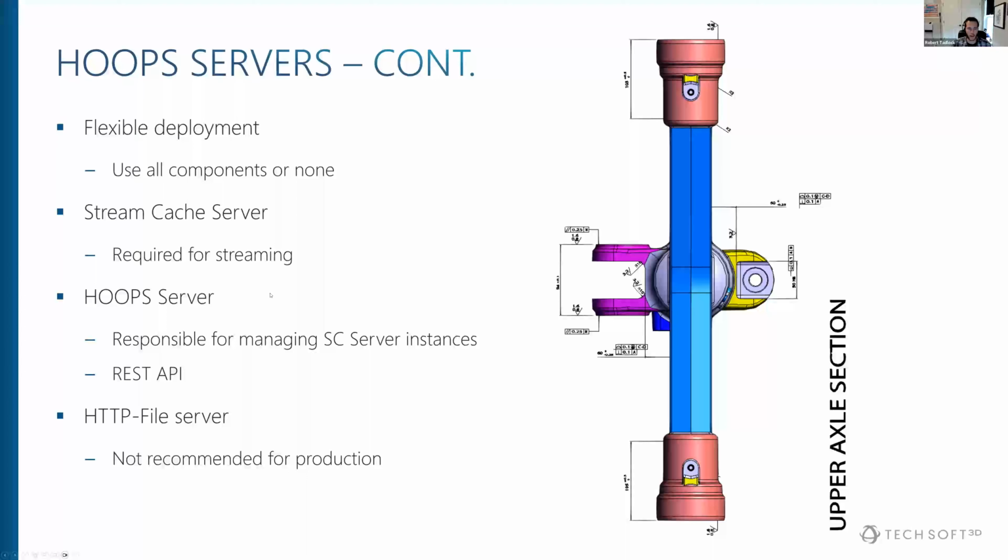But we also found that a lot of partners and users don't want to manage the life cycle of those stream cache servers. So we developed the HOOPS server and we deliver that. You're going to see in my implementation today that I'm using the HOOPS server, and I'll show you some different ways it can be used and configured. It basically works in two ways: there's the handshake mode, and there's the WebSocket proxy mode.